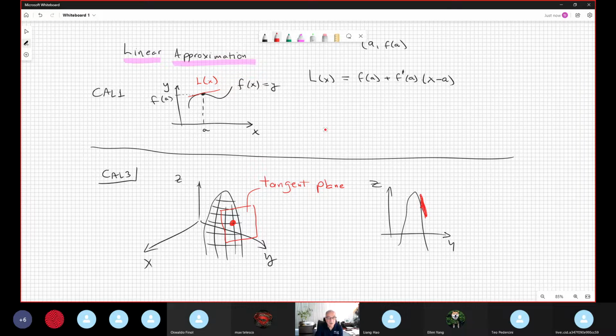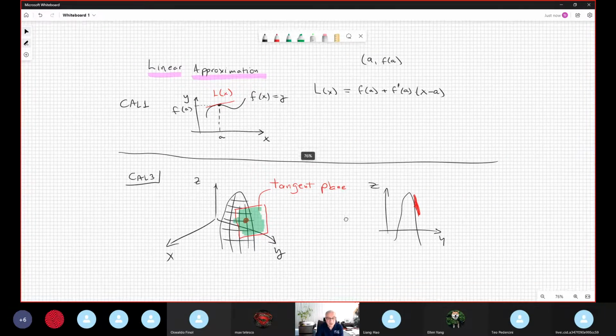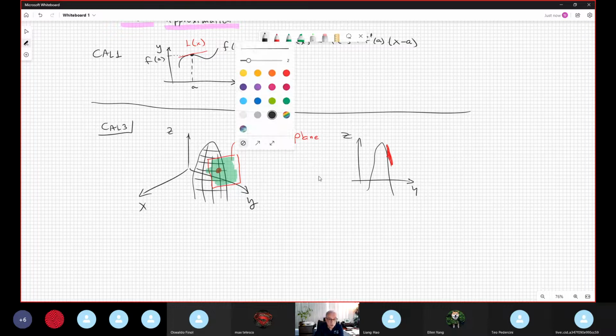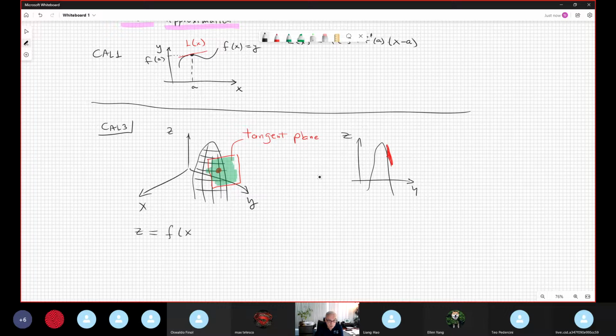But the linear approximation is a plane. Everyone follow me? It's a plane, right? But the formula to find the plane is the same formula and the same idea that we studied before. So to get the plane, we need the point. I need to find the linear approximation at the specific point. Suppose the surface formula is z equals f(x, y), right? In order to find the point, you evaluate f at (a, b), which is the specific point, x and y.